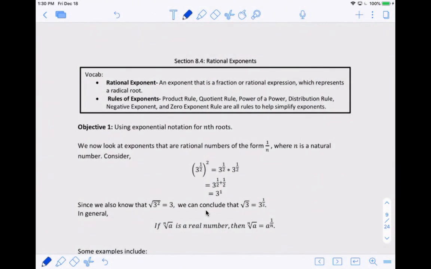Hello and welcome to the first video for 8.4. We are talking about radicals still, but we're going to look at it in a slightly different way.